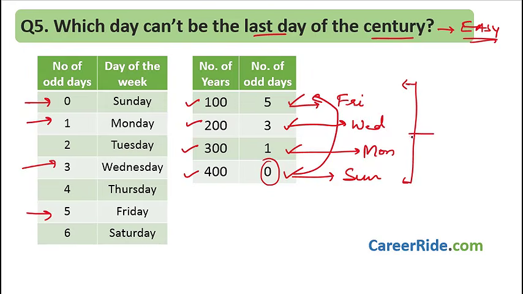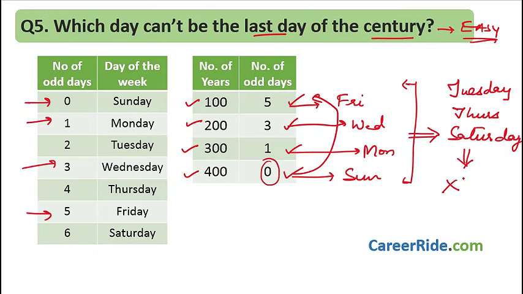Okay, and which days do not make it to this table? We have Sunday; Monday, Tuesday doesn't make it to this table. Then Wednesday is there; Thursday doesn't make it to this table. Then Friday is there; Saturday doesn't make it to this table. Right? Saturday doesn't make it to this list. So Tuesday, Thursday and Saturday are the days that cannot be the last days of a century. Okay, extremely easy question, isn't it?